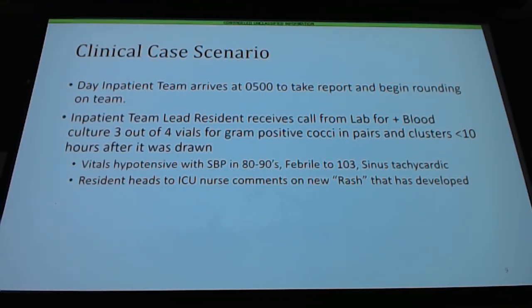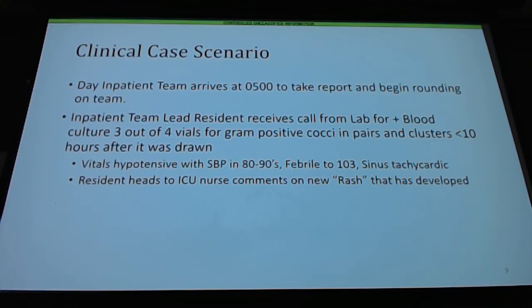So the person who did the blood cultures maybe didn't use alcohol and clean the skin properly. But when I started looking at her chart, I noticed that she was having hypotensive episodes where her systolics were getting in the 80s and 90s. Periodically, she was febrile at 103. She was sinus tachycardic. So based on that kind of result, it made me suspicious that this was in fact a real blood culture result and not just a contaminant, because the clinical picture fit for positive blood cultures, right?